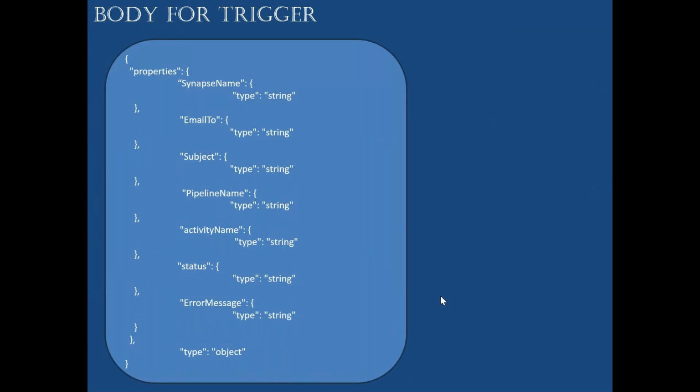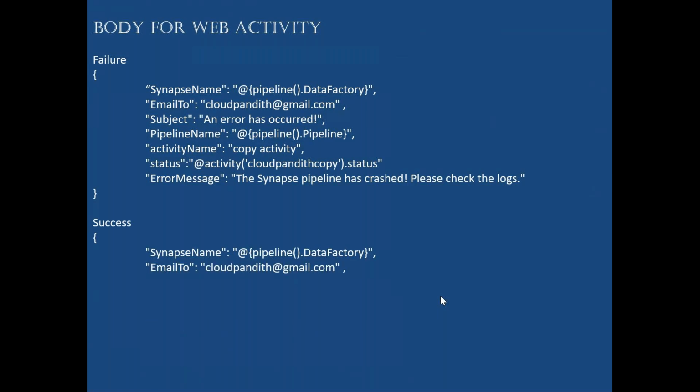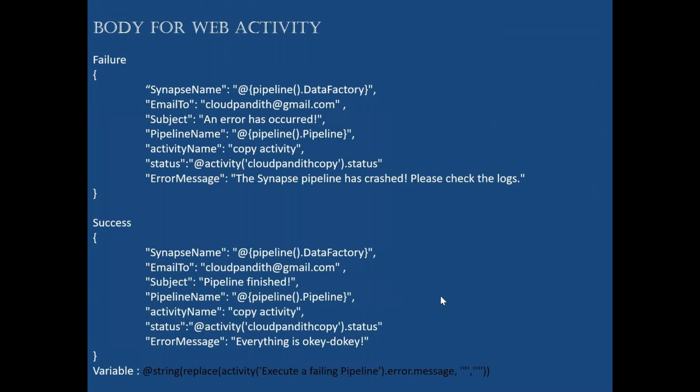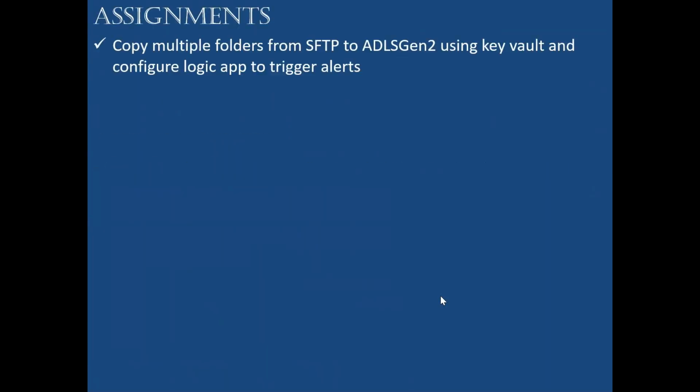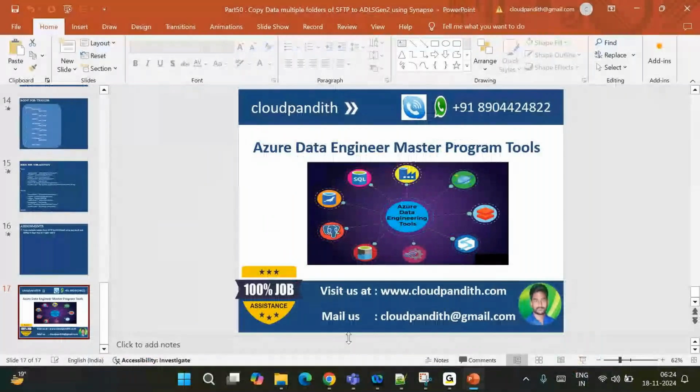So this is the body for Logic App. This is the failure notification, and this is a success notification that you can send to your Logic App from the web activity. The assignment says you need to copy multiple folders from SFTP to ADLS Gen2 using Key Vault and configure Logic App to trigger alerts. I am explaining with a single table; you should practice with multiple tables. Clear, team? Yeah. Let's go here.